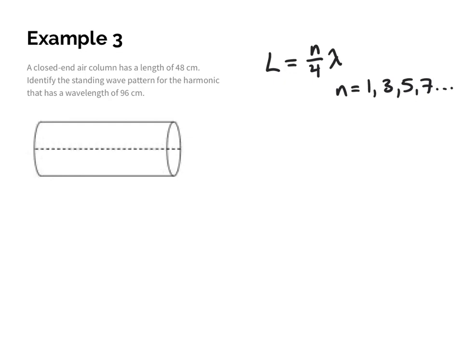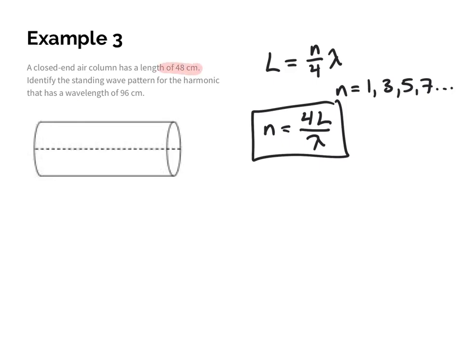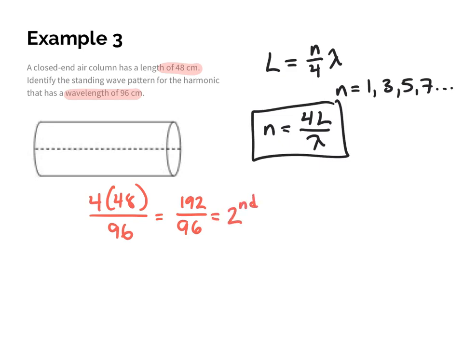Now, because we're cutting things in fourths, how this is different from an open air column is that if I want to find the harmonic we're at, we're not going to double the length, but we're going to do 4 times the length divided by the wavelength. So this is the equation or relationship we'd use to find the harmonic we're at. So in this case, if my length is 48 centimeters and my wavelength is 96, I would do 4 times 48 and divide whatever that is by 96. So multiplying 4 times 48, I would get 192. Divide that by 96, I'm going to get 2, which means this should be the 2nd harmonic.